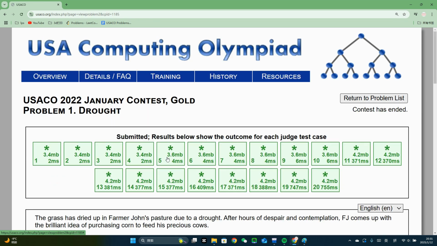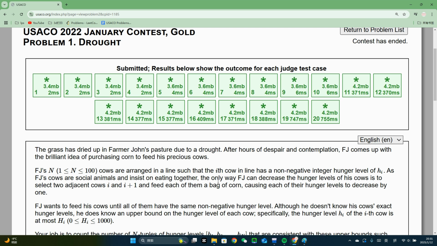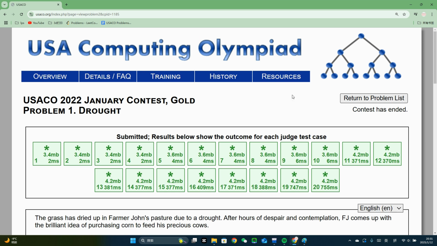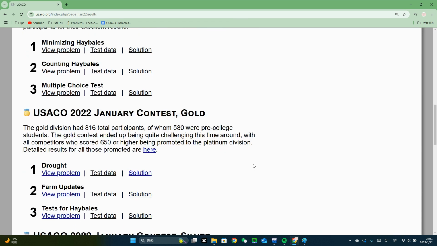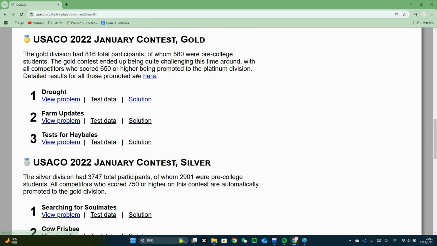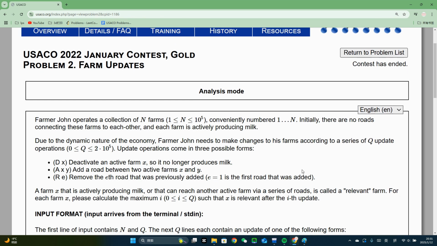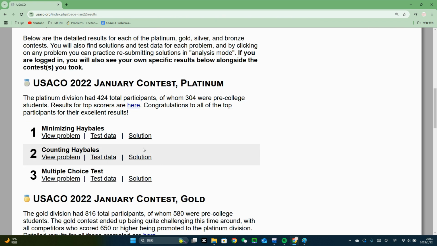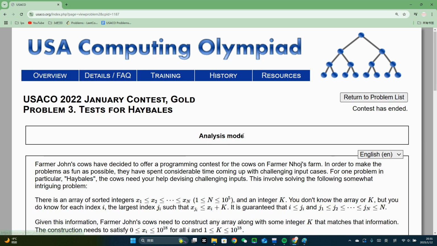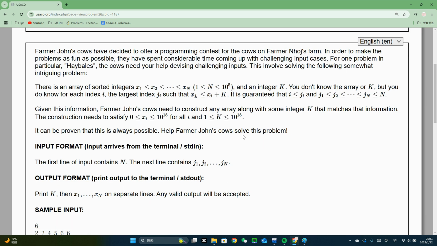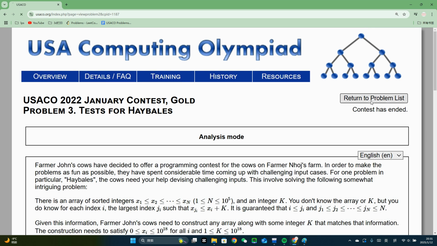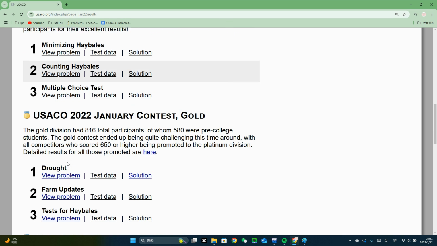I solved half of Drought on my own, and I was really, really close to solving all of it. And it took me like 15 minutes after the contest, after looking at the solution, to completely solve it. So for Drought, I basically almost solved it. If I spent more time on that, I probably could have. And the second problem is way too hard. Farm Updates, I still don't know what algorithm it is. It's almost like a segment tree except on a graph. And then we have the test for Hay Bales. I don't even know what the problem is really asking me to do. But anyways, I just kind of gave up on the last two and solved Drought, and that's all I did today.